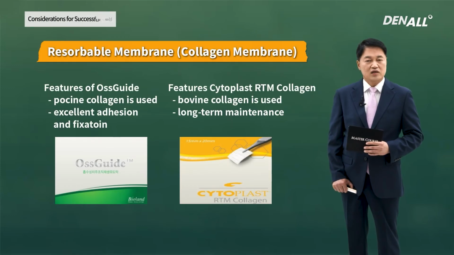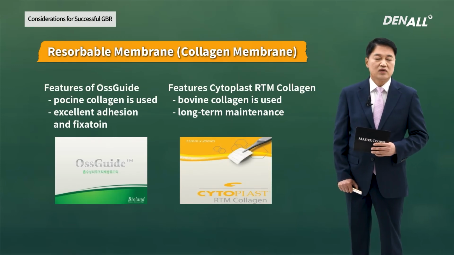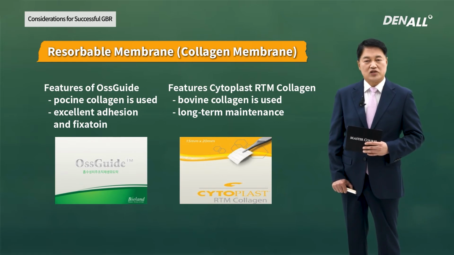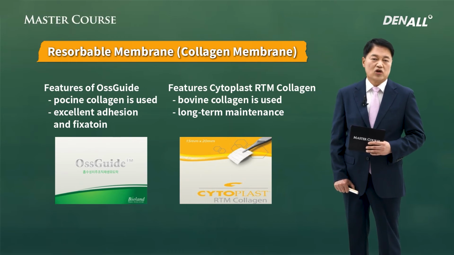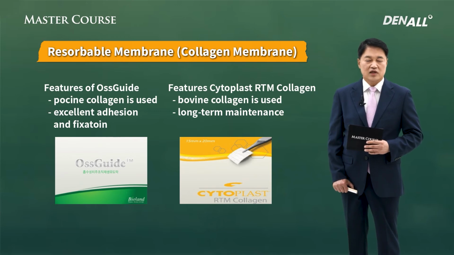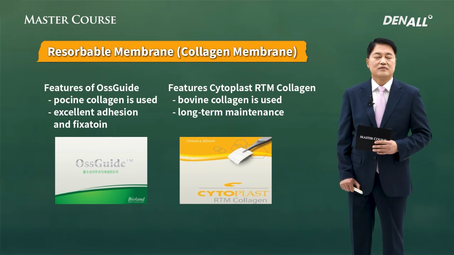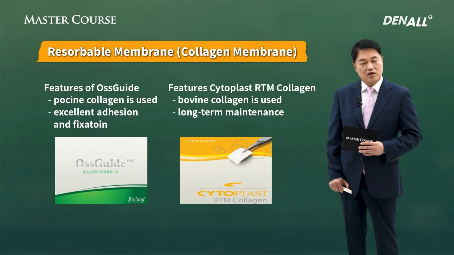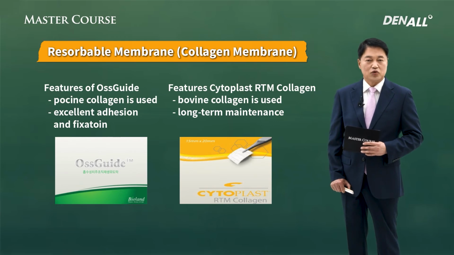Let's compare Osstem and Cytoplast. Osstem uses porcine collagen and Cytoplast uses bovine collagen. Osstem has very nice adhesion and fixation, and Cytoplast can be maintained for the long term. Another benefit of Osstem is that it's very economic.